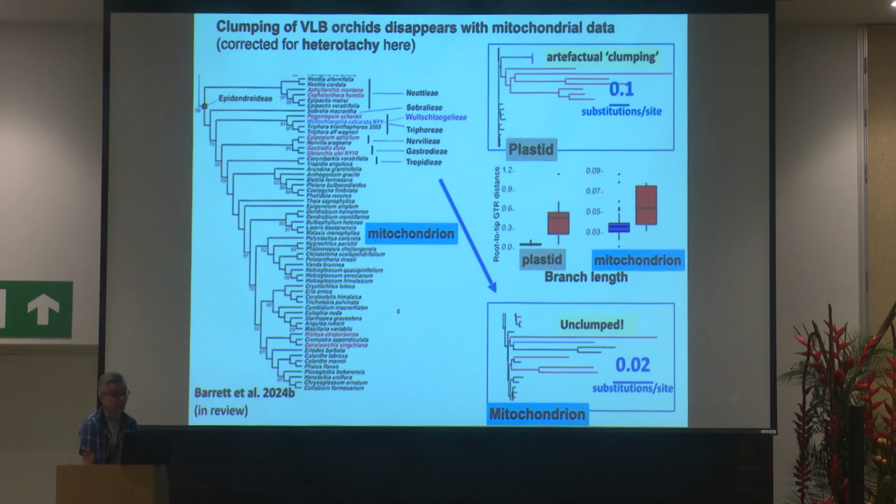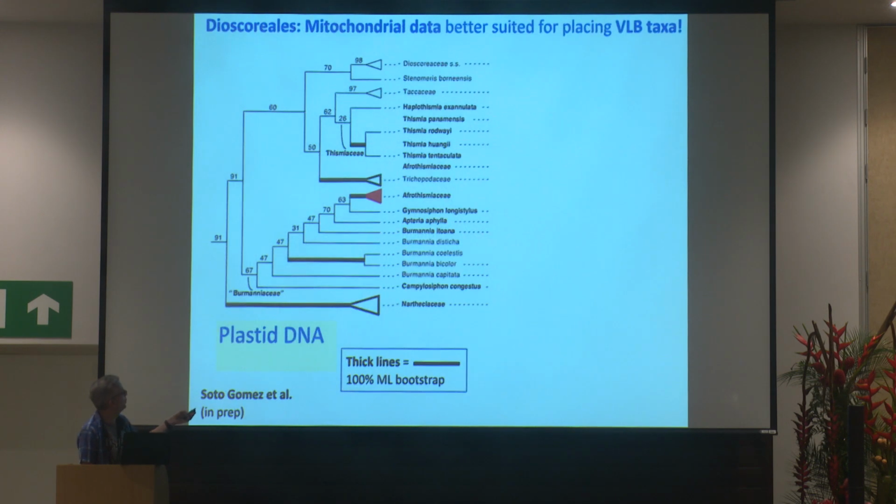So we also use this approach for Dioscoreales. So the tree on the left is from Marybel Soto Gomez's thesis, and you see the sort of classic effect when you include very long branch Afrothismia. This is a cladogram, so there's no branch length here, but it is a very long branch. Basically, it collapses bootstrap support all the way down, and it goes in a place that it actually doesn't really belong within Burmanniaceae.